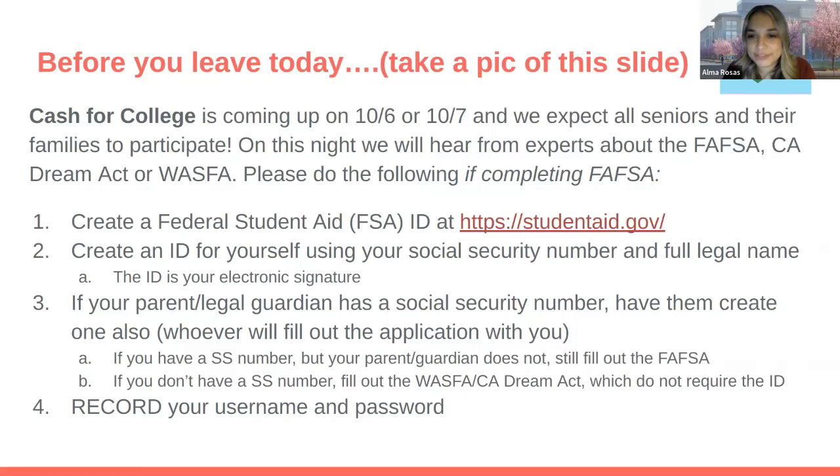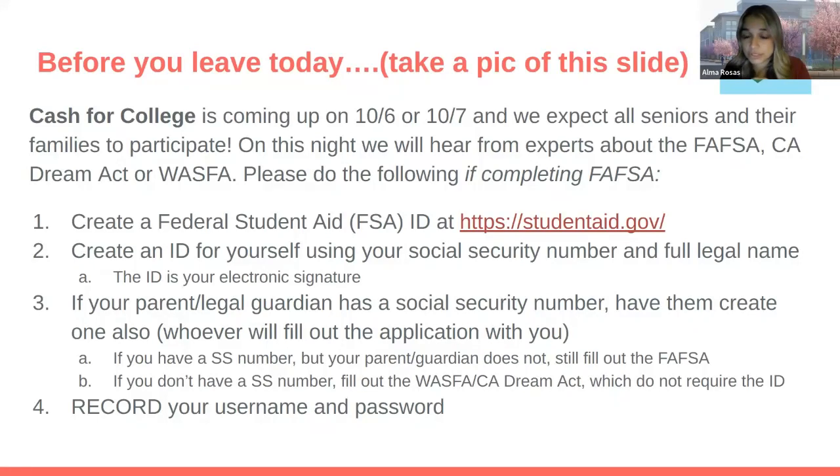So create an ID for yourself using your social security number with your full legal name as shown on your social security card, your birth certificate. The ID is an electronic signature again. If your parents or your legal guardian has a social security number as well, have them create one. Whoever will fill out the application with you also needs an FSA ID.